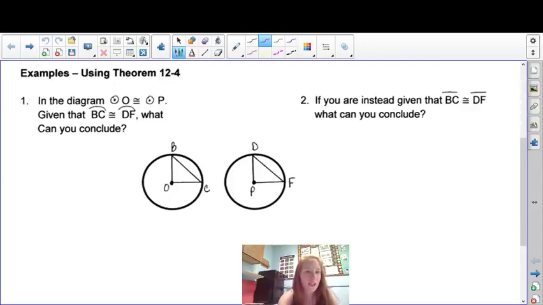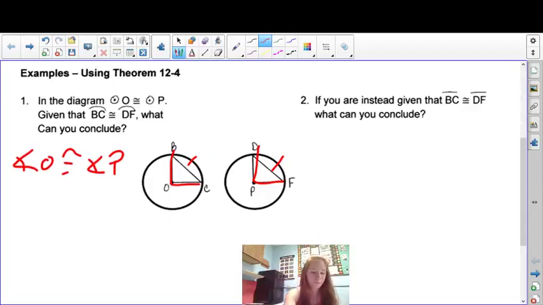it tells me that arc BC is congruent to arc DF. What else can I tell? Well, because I'm told that the arc is congruent, I see it also creates a central angle. So I can say that angle O is congruent to angle P. I can also conclude that since the arcs are congruent, the angles are congruent, their chords are congruent here. So I can say chord BC is congruent to chord DF.